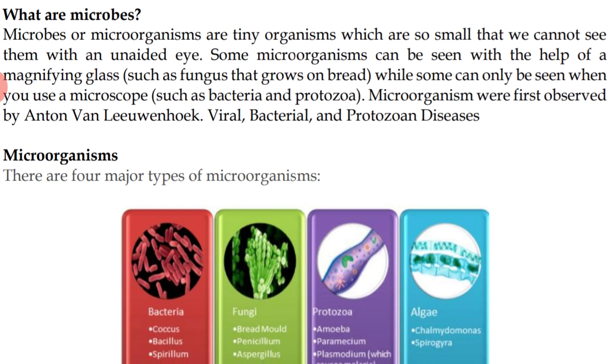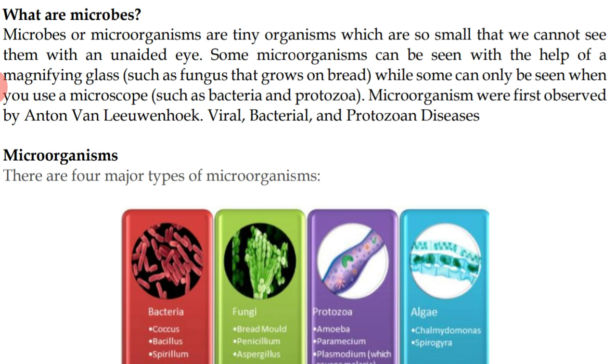What are microbes? Microbes or microorganisms are tiny organisms which are so small that we cannot see them with an unaided eye. Unaided eye means with our eyes, okay? But some microorganisms can be seen with the help of a magnifying glass, such as fungus that grows on bread, while some can only be seen when you use a microscope, such as bacteria and protozoa.